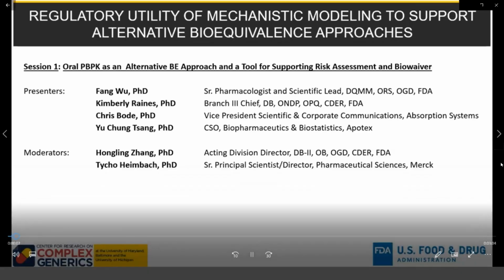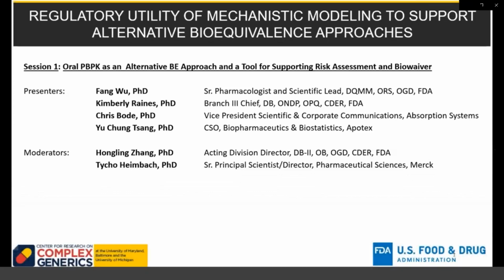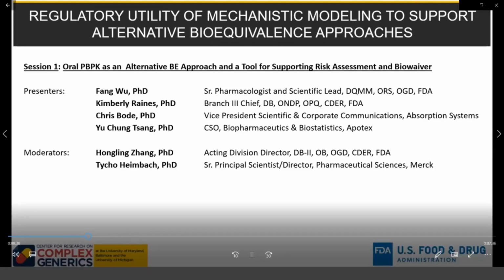Good morning, everyone. It's my pleasure to introduce the speakers for session one, Oral PBPK as Alternative Approach and a Tool for Supporting Risk Assessment and the Biowaiver. We have four speakers for this session. First speaker, Dr. Fang Wu, is a senior pharmacologist and a scientific lead at the Division of Quantitative Methods and Modeling, ORS-OGD. The second speaker, Dr.